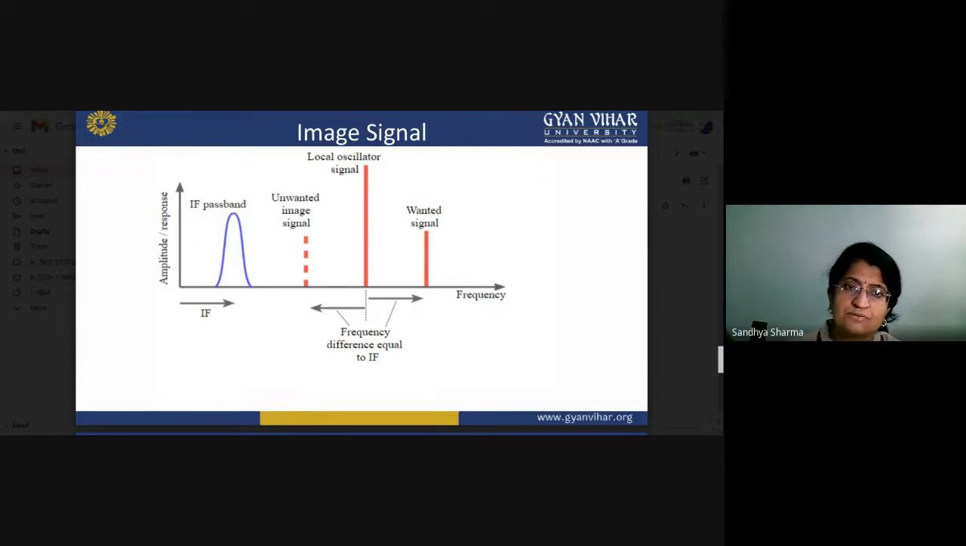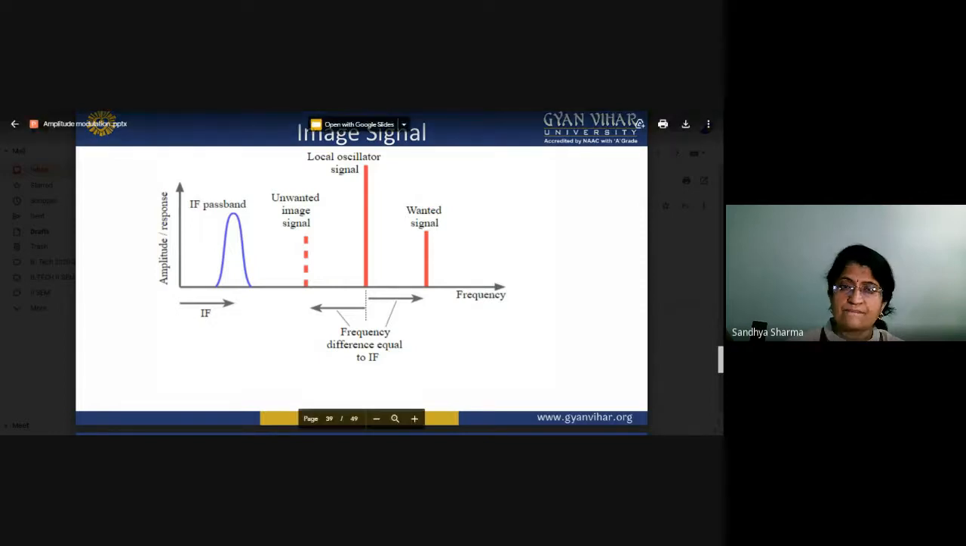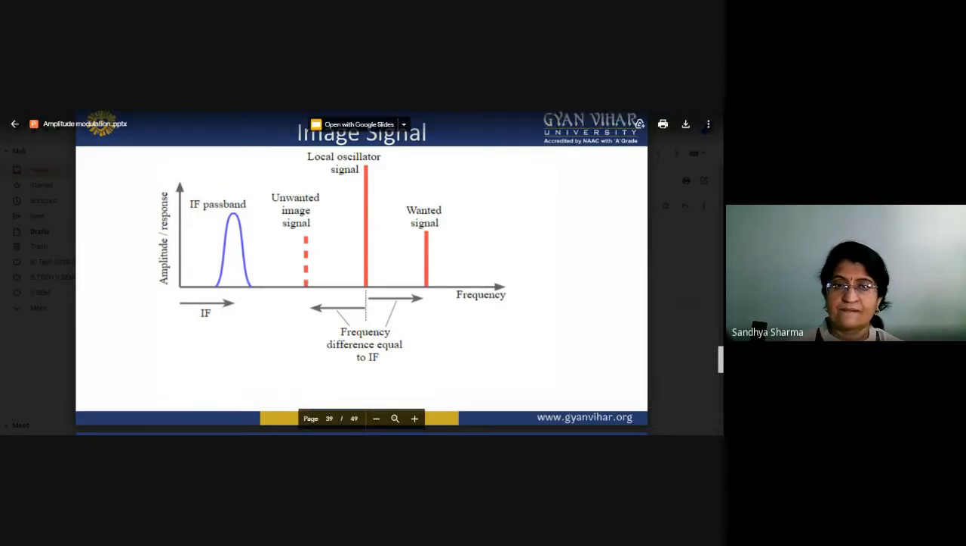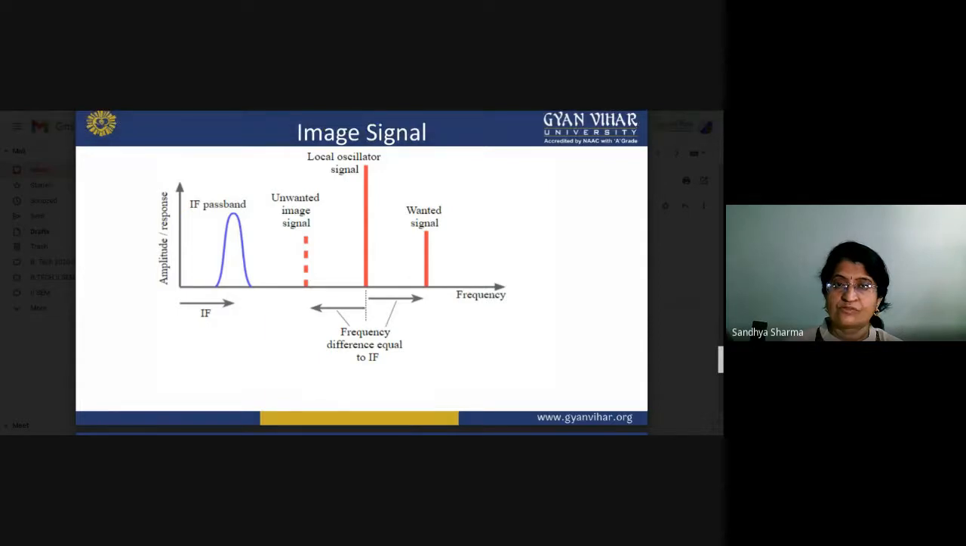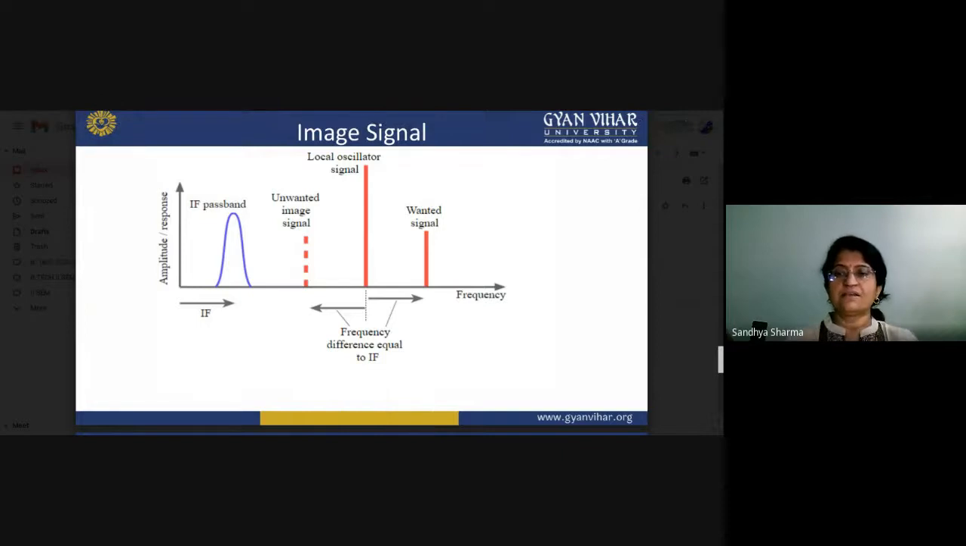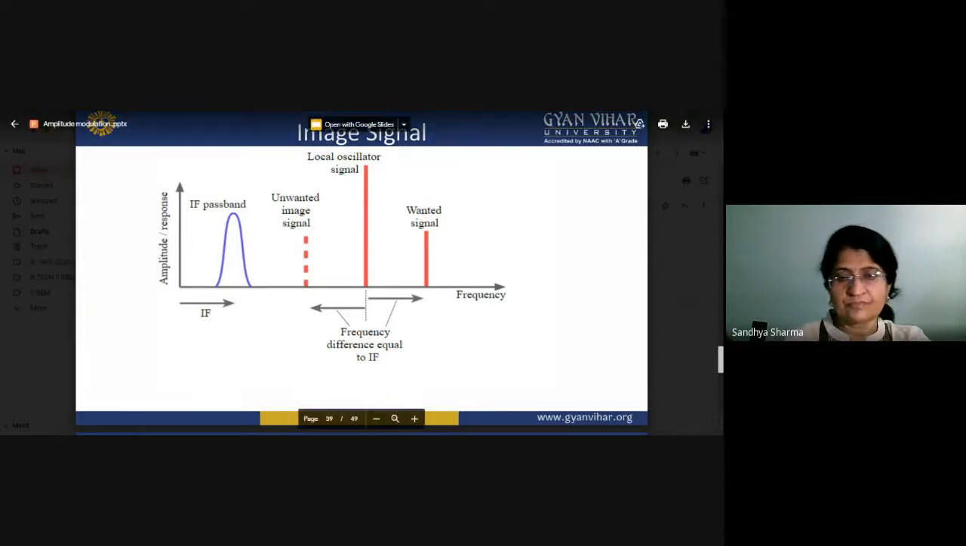So what about the amplitude response? That is basically in amplitude modulation. This is the response, and there is an equal frequency difference. That is the image signal, and it is not good for our superheterodyne receivers. We also have to try to remove our image signals.